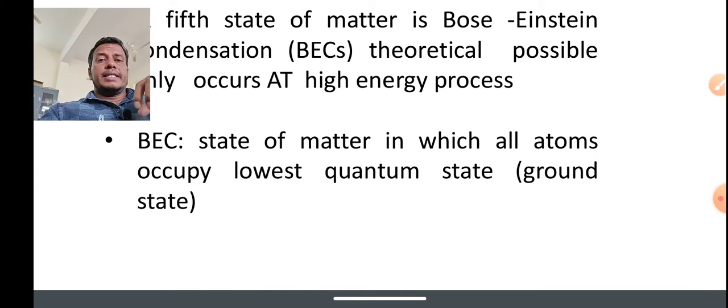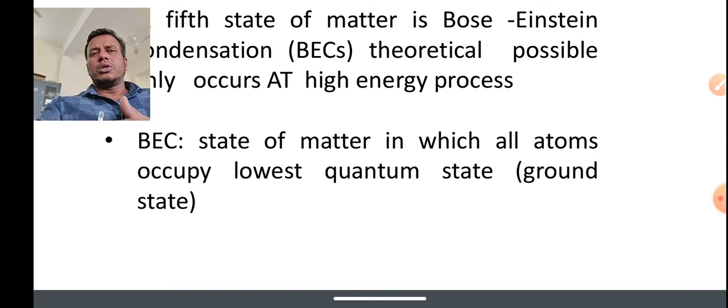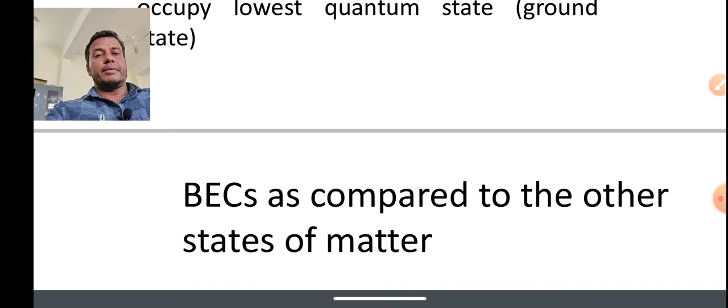In the BEC, that is Bose-Einstein condensation, almost all atoms occupy the lowest quantum state, the ground state, the very lowest of the quantum states, so they can all be accumulated in the BEC.